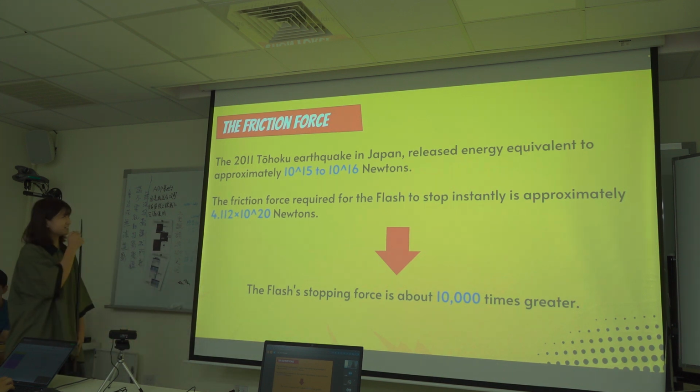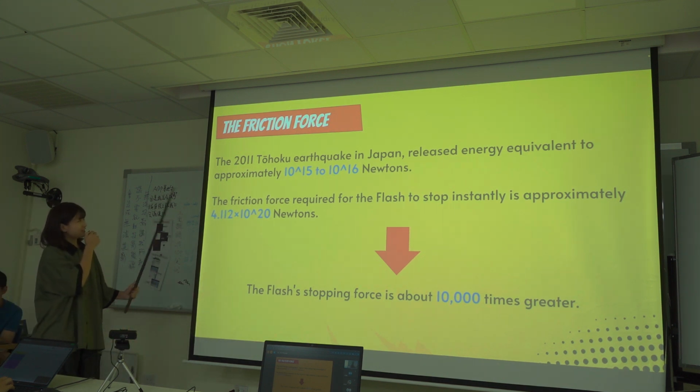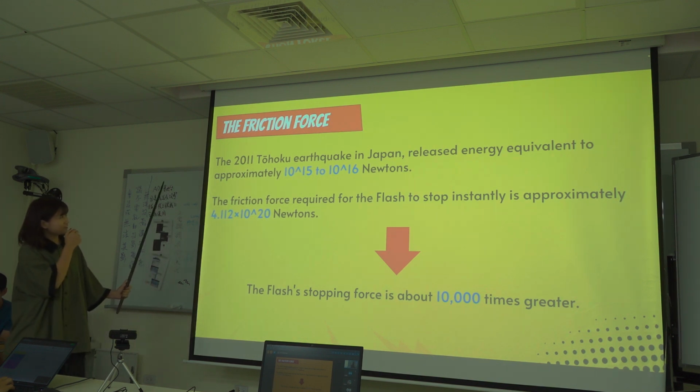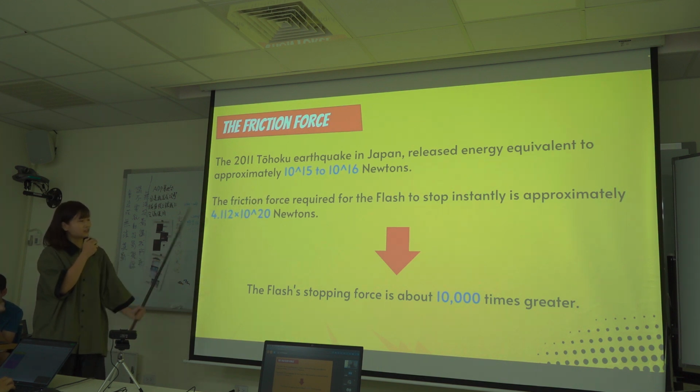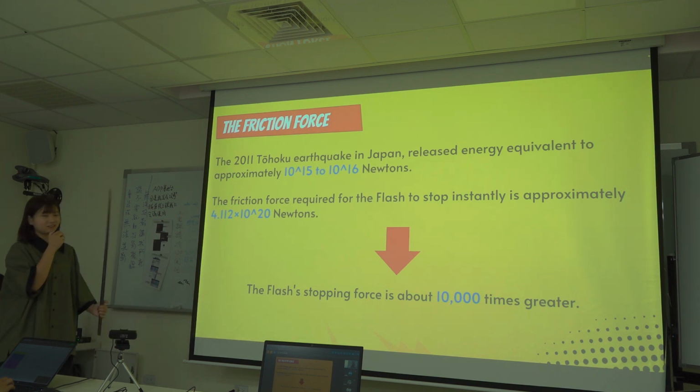A small distance, and we find that he needs such a big number, but the 2011 Tohoku earthquake in Japan released energy equivalent to approximately this number of the energy. And we find that the Flash's stopping force is about 10,000 times greater than the energy released from the earthquake.